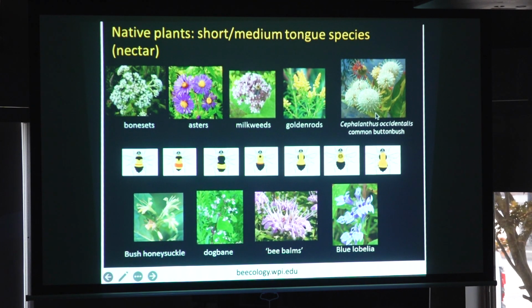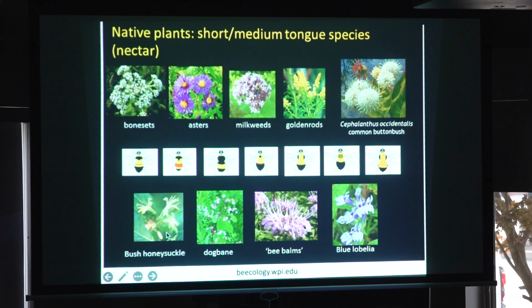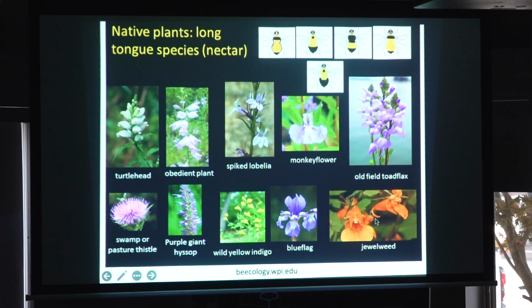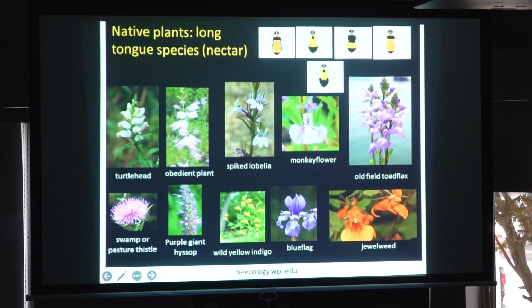Common buttonbush is a shrub that does well in wet places, but it'll do okay in a normal situation as well, just as long as it's getting enough moisture. The bush honeysuckle, now this is the native honeysuckle we're talking about. Dogbane is another one. Bee balm is a wonderful plant. And blue lobelia. Here's some more that he's asking us to plant. Turtlehead, obedient plant, spiked lobelia, monkey flower, oldfield toadflax, swamp or pasture thistle.